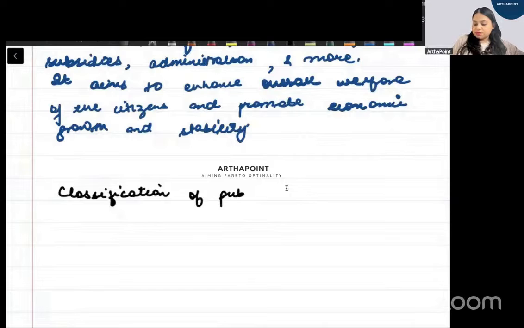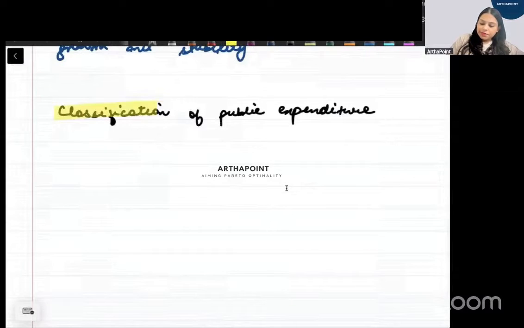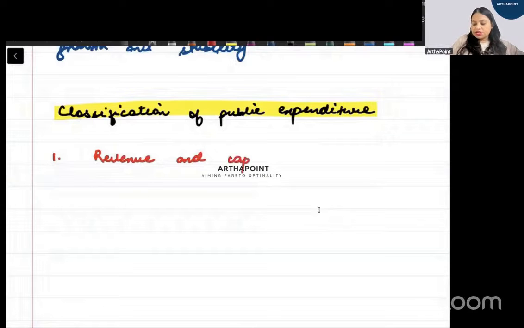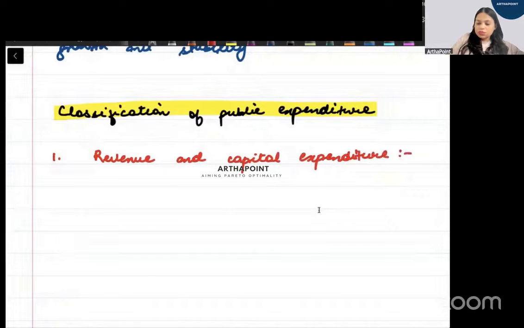Now, let us talk about the classification of public expenditure. Public expenditure can be classified based on many categories. The first category is revenue and capital expenditure. Revenue expenditure is day-to-day expenses, paying the salary of the employees, paying the pension, maintaining the costs of running the offices, paying electricity bill, paying other bills. That is your revenue expenditure.